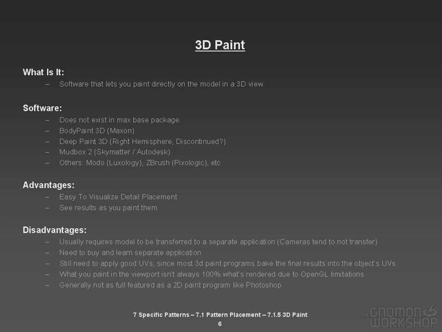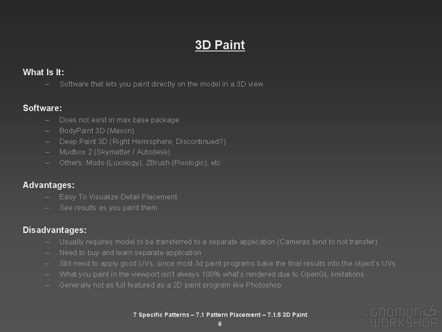So now let's talk about 3D Paint. So this is software that lets you paint directly onto your model in a 3D view. And there's no full-fledged 3D Paint software inside of Max, but there's a lot of plugins that can do it. Like, for example, Body Paint 3D, Deep Paint 3D, although I believe it got discontinued. Mudbox 2 recently added 3D Paint, and other programs like Modo and ZBrush.